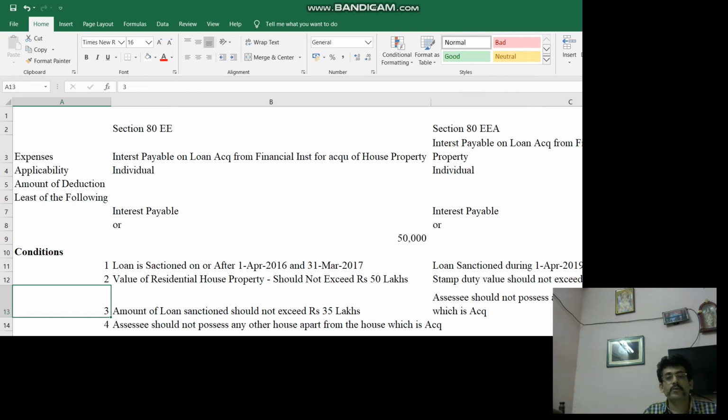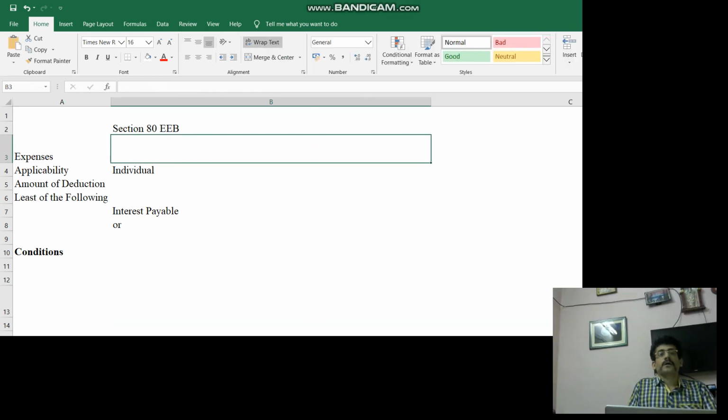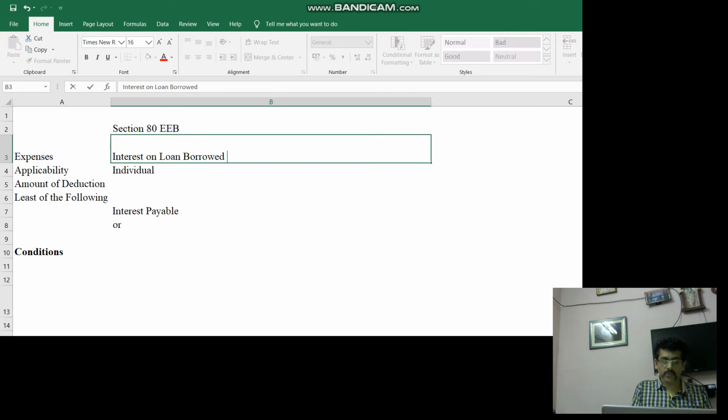Then we'll be going to the next section, section 80EEB. What is this? Any sort of expenses you are incurring, for what purpose? Expenses again on interest. Interest on loan borrowed. You are borrowing some sort of loan for acquisition of an electrical vehicle. You want to purchase some sort of electrical vehicle.